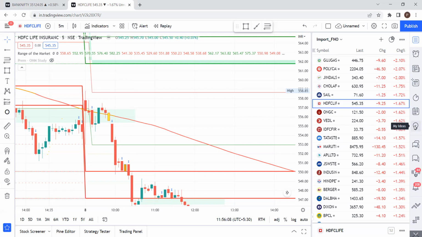Or, if you're my favorite follower of open equals high candles, look out for the second or third open-high candles, and then take an entry. You will find beautiful trades. Just go through the video which I taught you. You will get very good results.